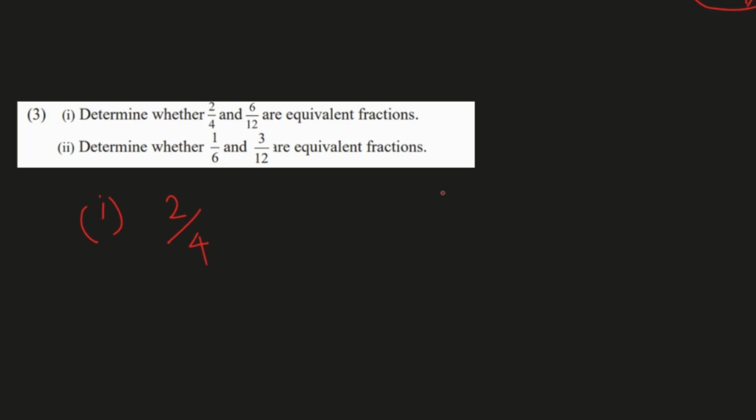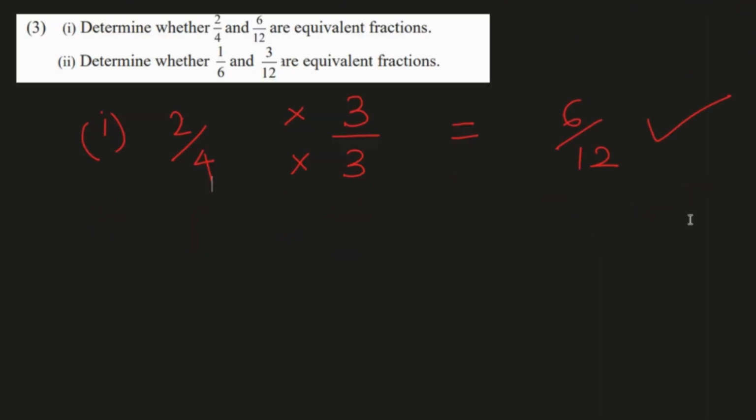What happens here? And also we have 6 upon 12. You can see if you multiply both the numerator and the denominator by 3, you can easily get 6 upon 12. 2 into 3 it's 6. 4 into 3 it's 12. So yes, they are equivalent fractions. Okay, now let's come up with the final example. Finally, it's over. Right.